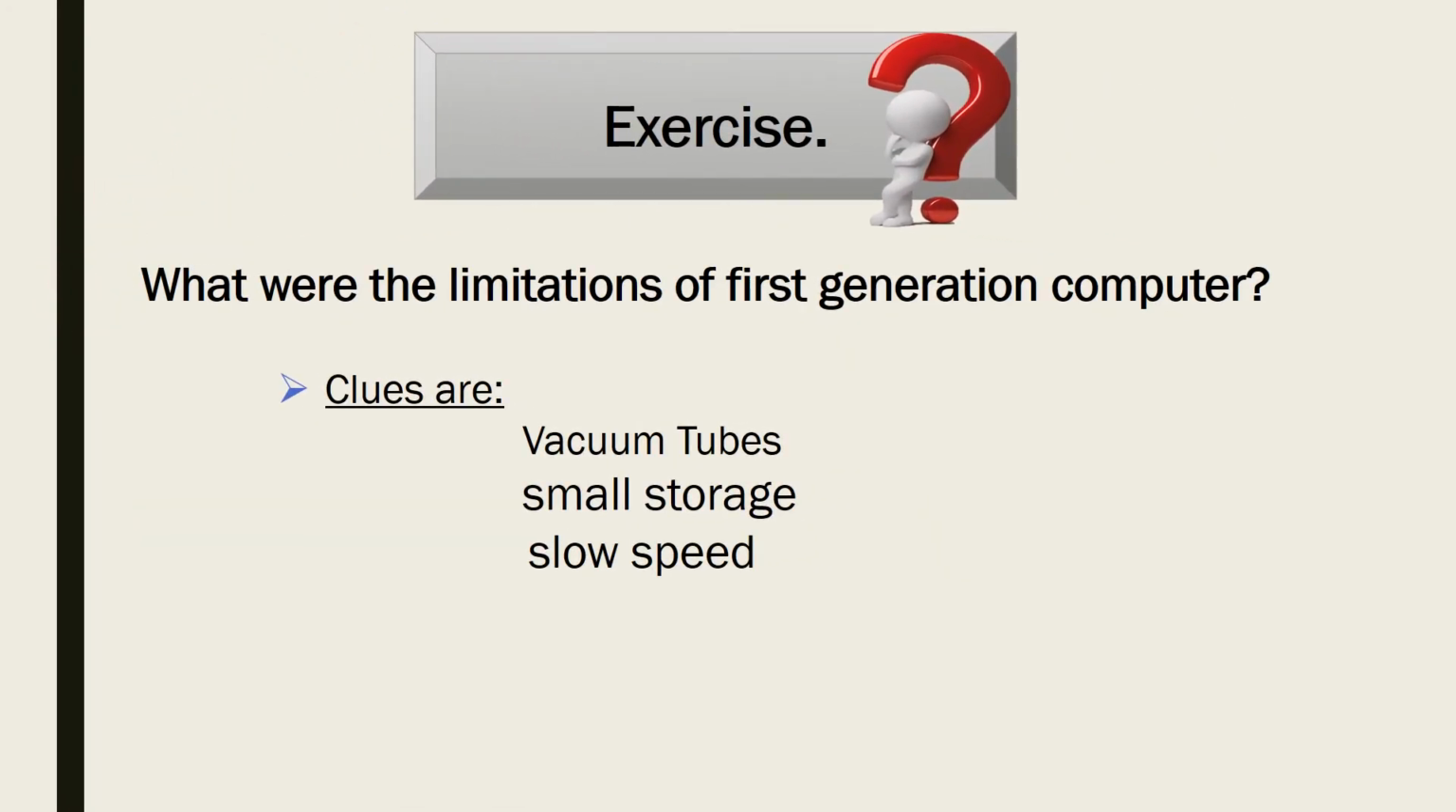Okay students, now it's time to start a discussion about questions mentioned in exercise. The question is, what were the limitations of first generation computer? I repeat, what were the limitations of first generation computer? Clues for answer this question are vacuum tubes, small storage, and slow speed. Now move to our today's discussion.